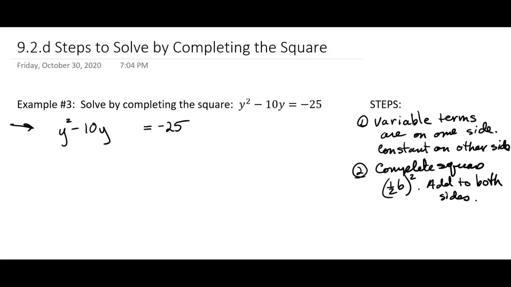Okay, so I'm going to take negative 10. I'm going to divide it by 2, and then I'm going to square it. So that's going to be a negative 5 squared, which is 25. Interesting. Okay, so we're going to add 25 to this side, and we're also going to add 25 to the other side. So add it to both sides. Okay. Step 3.